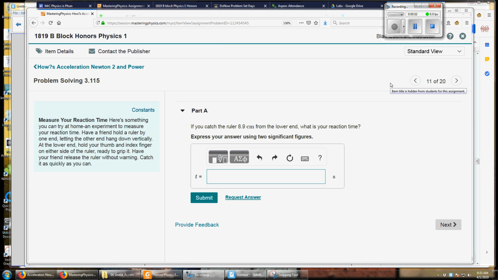Alrighty, here we go. Number 11. About your reaction time. Ruler, let the other end hang. Hold your thumb and index finger. Catch it as quickly as you can. And then if it falls this far, what's your reaction time? Alrighty.